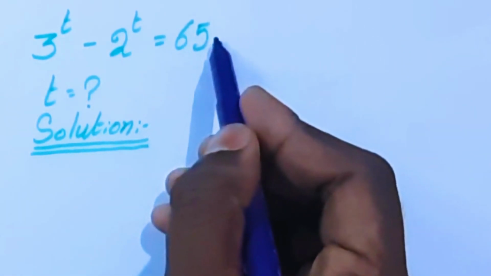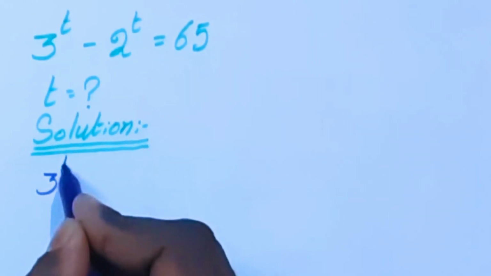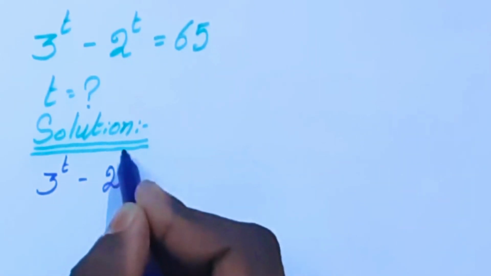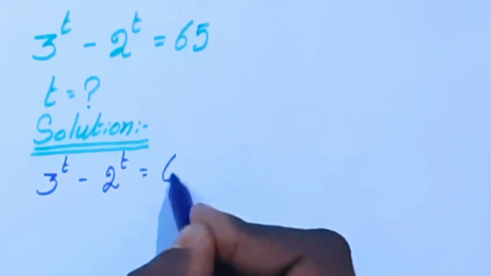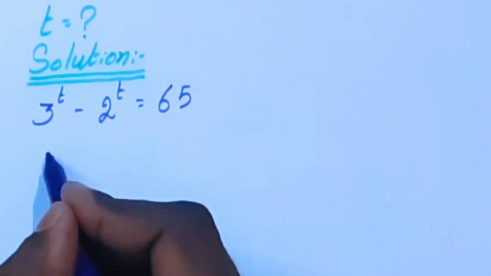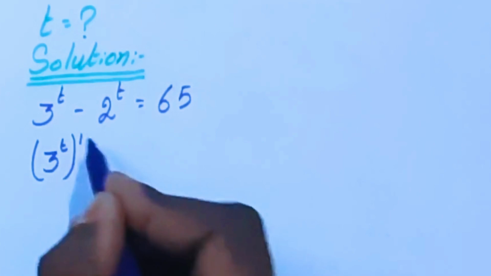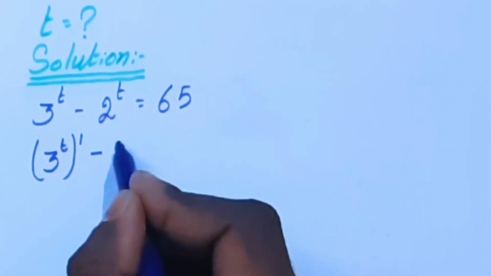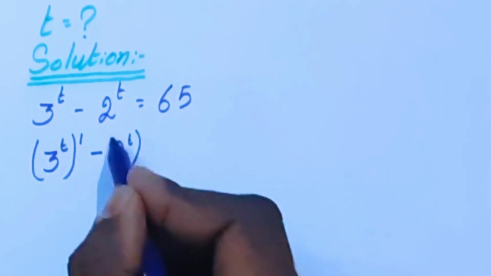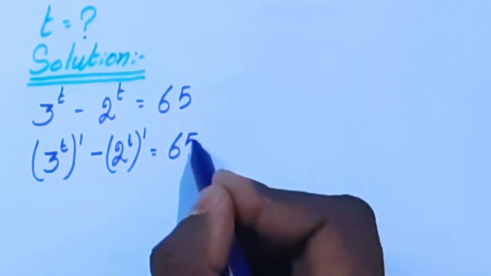Today we are going to solve this problem to find the t value solution. 3 power t minus 2 power t equal to 65. Now we are going to write this as (3 power t) whole power 1, same way (2 power t) whole power 1 equal to 65.